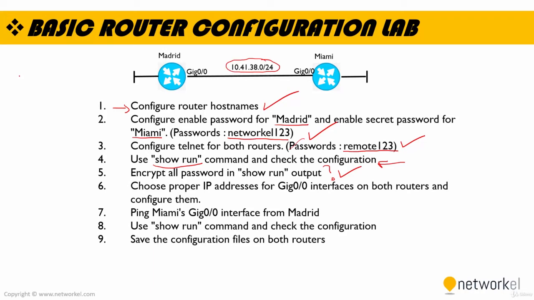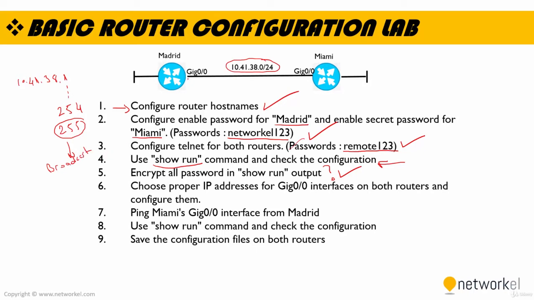10.41.38.0/24, which means that I can use the address space from 1 to 254. Please keep in mind that I can't use the last IP address because this address is being used for the broadcast traffic.